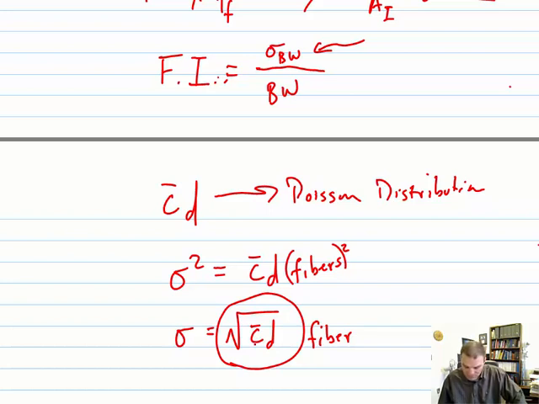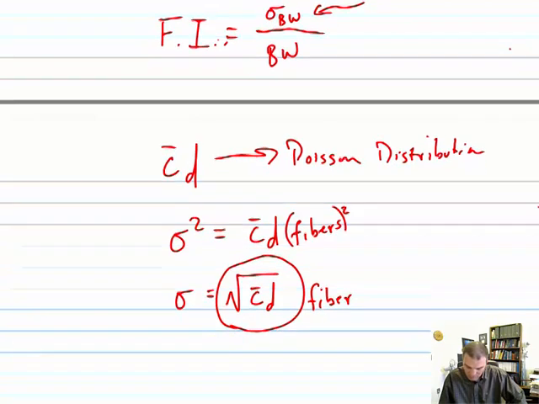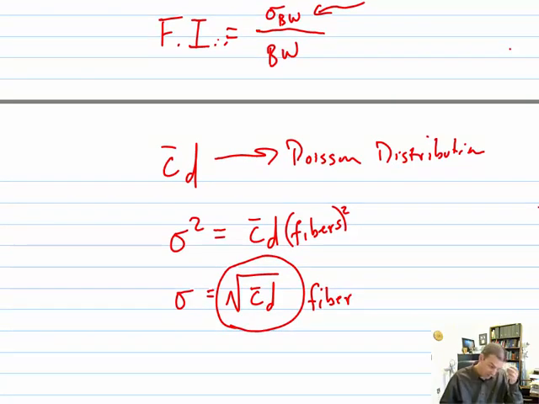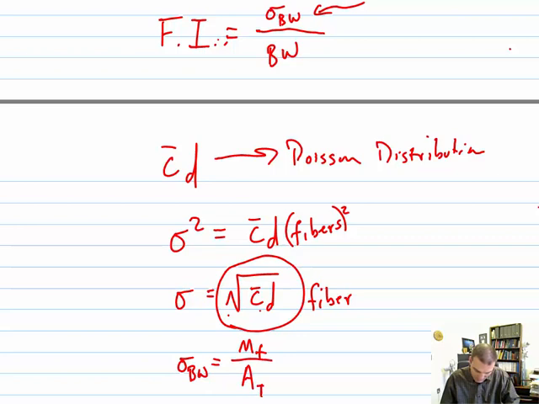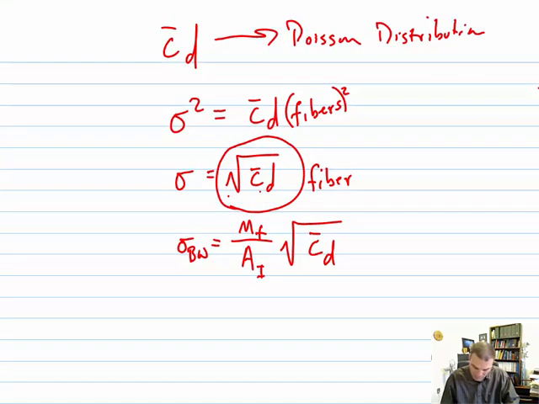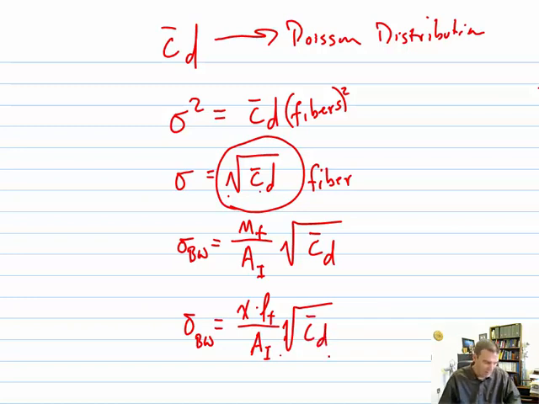If we wanted to translate this somehow into basis weight, we would see here that we would have to take this variability number and multiply it by a constant, and that constant would be the mass of a fiber divided by the area of inspection times the square root of C bar sub D. Now we've also shown here before that the mass of the fiber is the coarseness times the length of the fiber over area of inspection, C bar sub D.